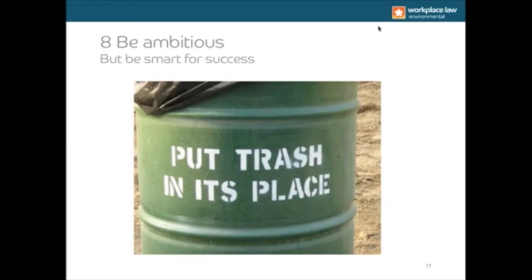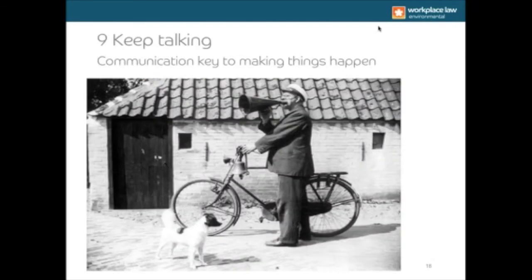Point number 9. Keep talking. Communication is key to making things happen. Since one of the main benefits of having an environmental management system is stakeholder issues, communication to those stakeholders is important: why you're having an environmental management system, how you're putting it in place, once it's in place, what it is doing, and what improvements are being achieved. The benefits of this have to be maximised.